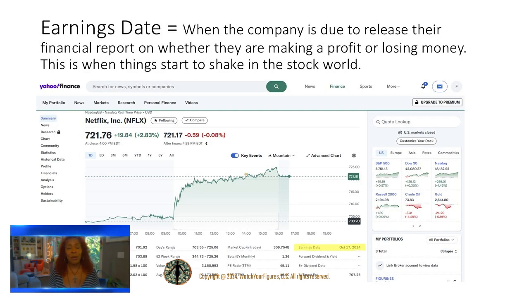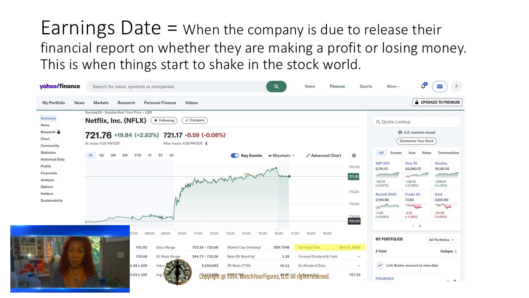Earnings date. I love earnings date. Now, every quarter, companies have to turn in their financial reports, right? Either they made earnings or they didn't make earnings. They lost money or they made profits, right? So every quarter they have to turn them in, and you'll see the date that they're going to release that. On each stock, they'll tell you the date they're going to release earnings.